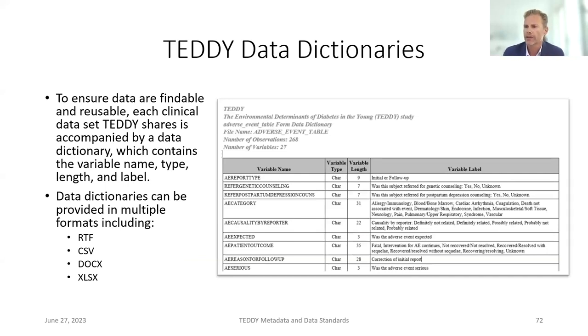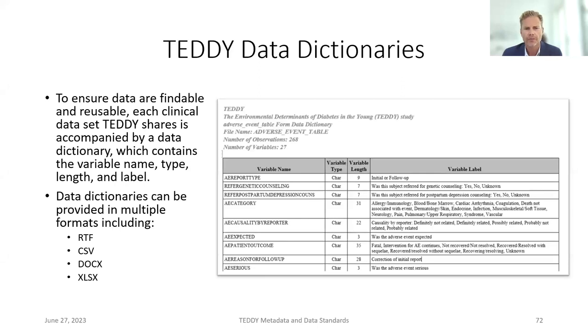A key component of our data sets are these data dictionaries that we provide. So we have TEDDY data dictionaries, and they contain metadata that provide additional information intended to make scientific data interpretable and reusable. To ensure that data are findable and reusable, each clinical data set TEDDY shares is accompanied by a data dictionary, which contains the variable name, type, length, and label. Providing sufficient and well-structured metadata is a key component of abiding by the FAIR principles.